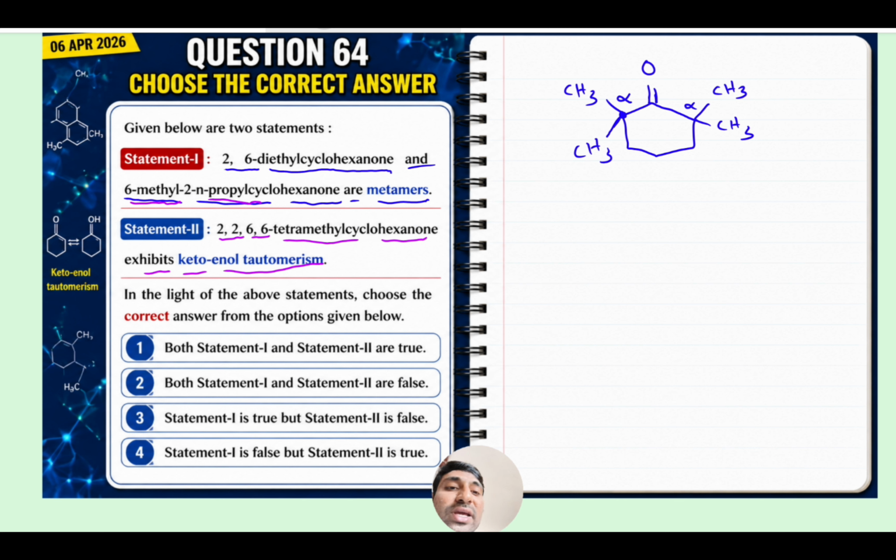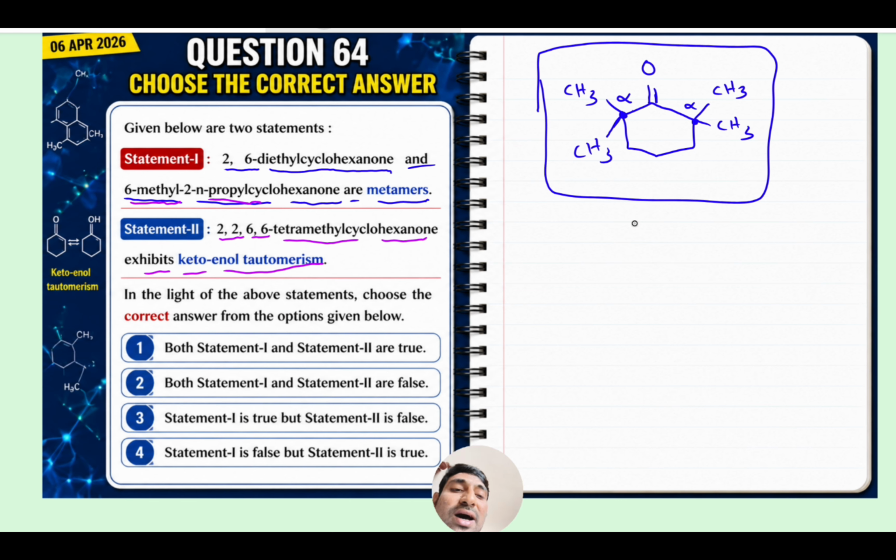Now if you observe here, this carbon is with 4 bonds: 1, 2, 3, 4. Here this carbon is also with 4 bonds. Look here, 1, 2, 3, 4 bonds are there. That means these two carbons have no hydrogen. That means this ketone has no alpha hydrogen, so it is not involved in keto-enol tautomerism. That means statement 2 is wrong.